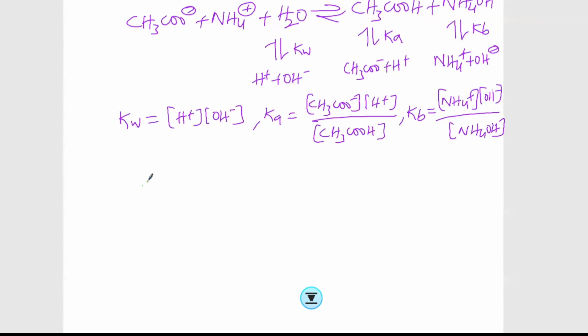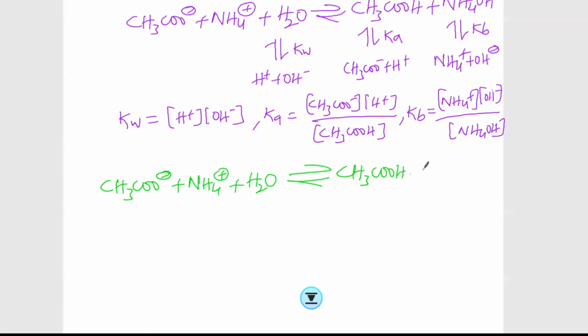What is the main equation? This is the main equation. CH3COO minus plus NH4 plus combines with water, interacts with water. It forms acetic acid, CH3COOH, plus ammonium hydroxide, NH4OH. So initially, C moles of each are present, and no products. At time t equal to equilibrium, what happens?